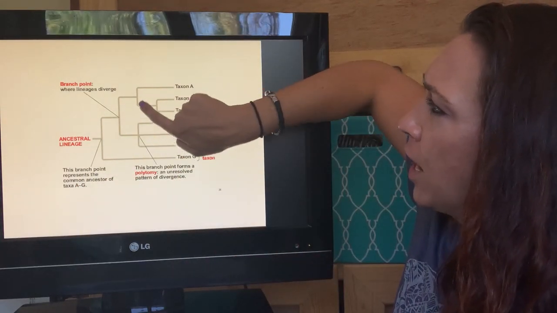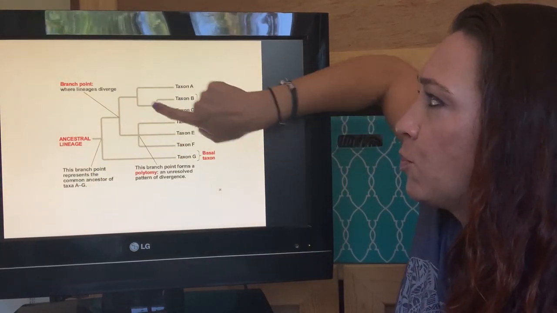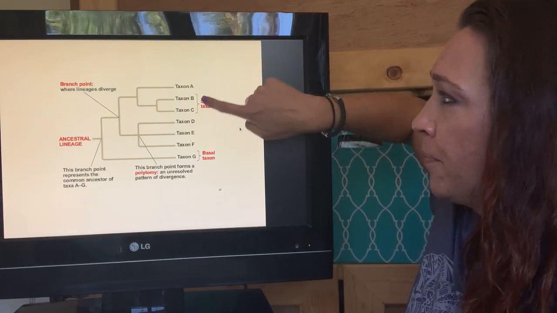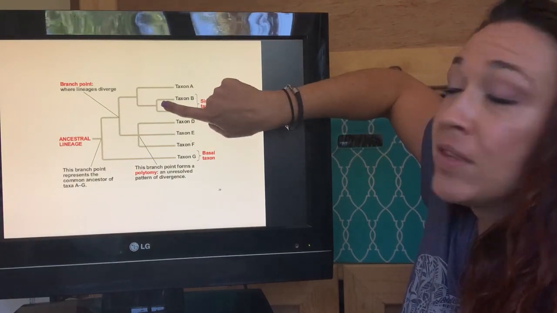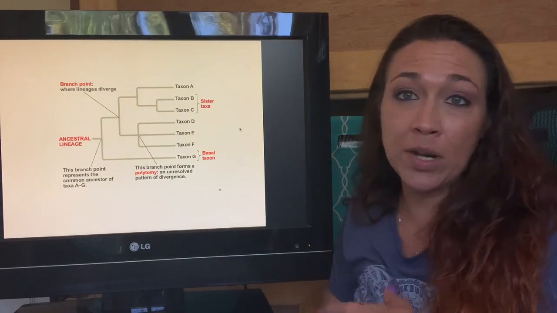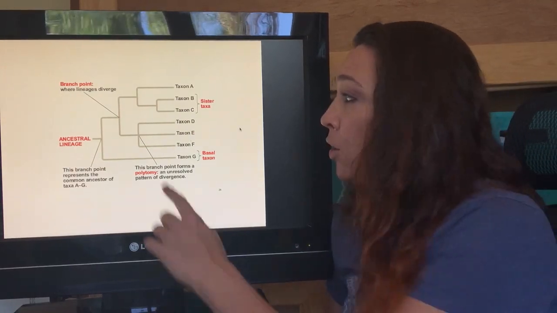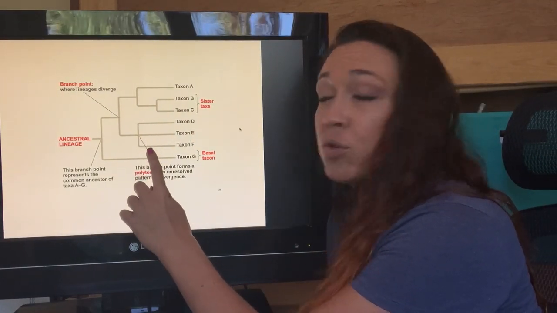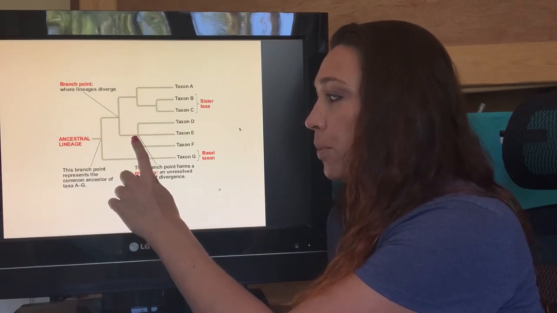If you follow this down again, this would be our outgroup for this particular taxa, but these would be sister taxa because they're on the same branch. Now, sometimes you can have multiple sister taxa, right? So notice all three, boom, boom, boom. These are all on the same branch. There's only one branching part.